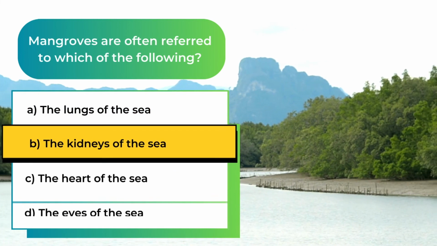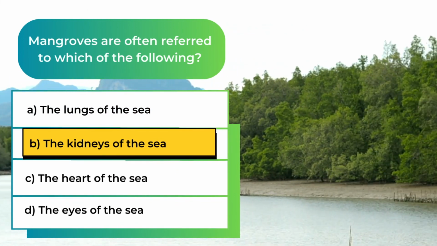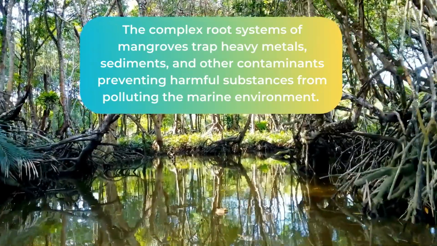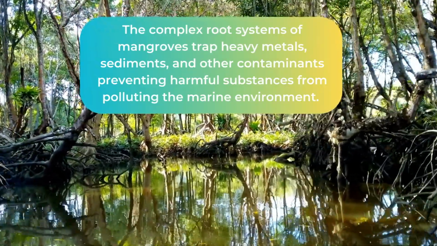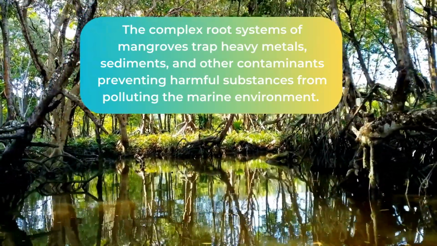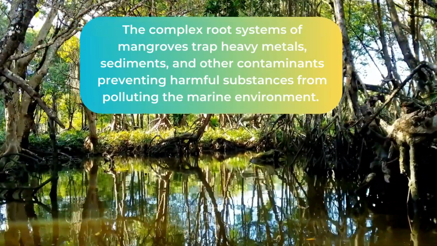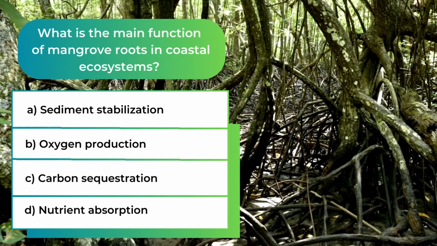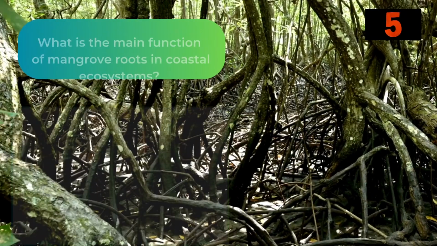The answer is B. The kidneys of the sea. The complex root systems of mangroves trap heavy metals, sediments, and other contaminants, preventing harmful substances from polluting the marine environment. What is the main function of mangrove roots in coastal ecosystems?